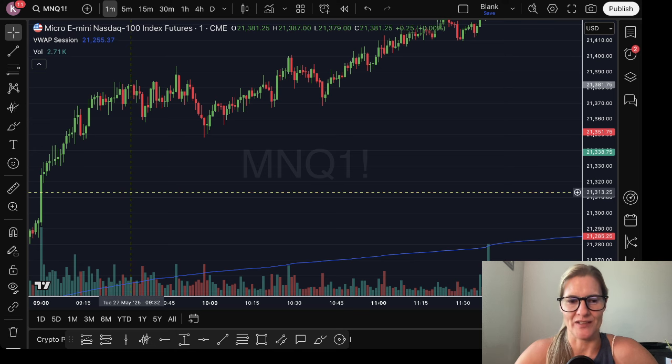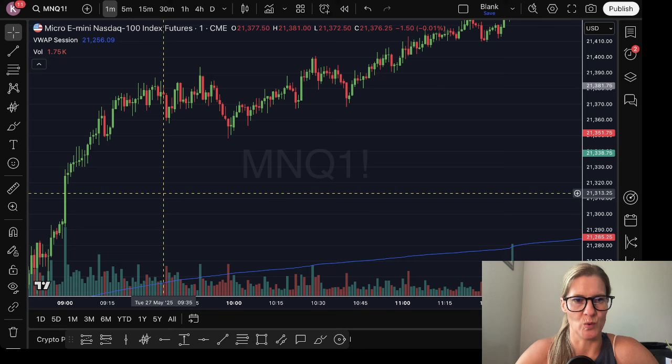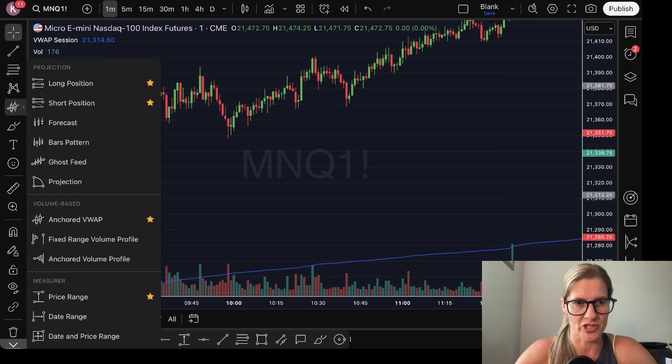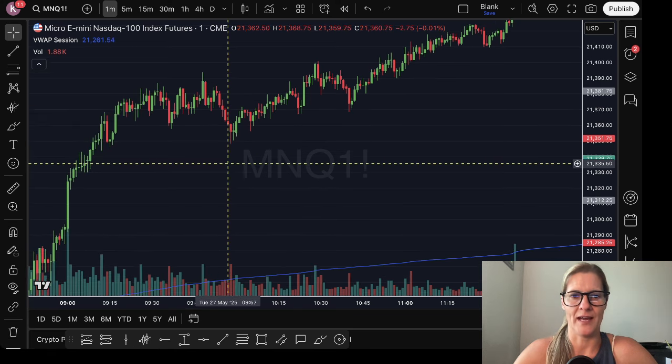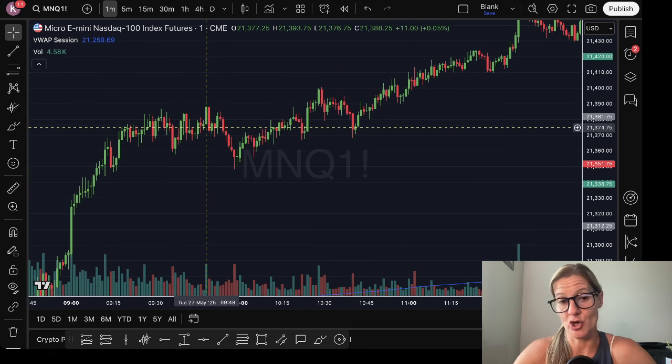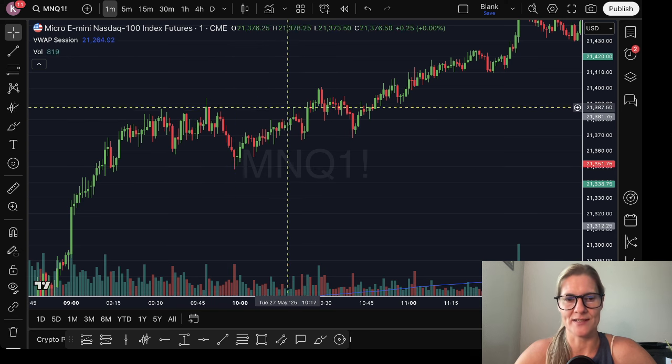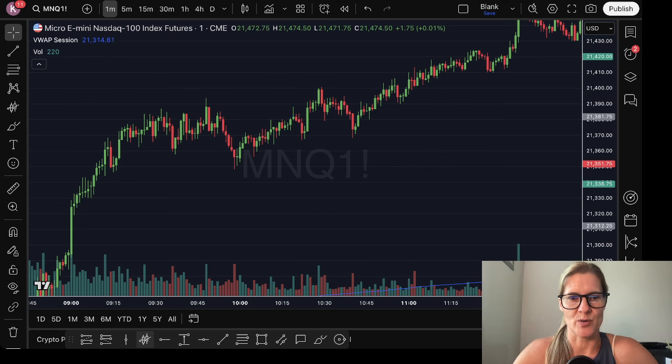All right, so finding your anchored VWAP tool, it's going to be over here on the projections tool. You'll find it right here, anchored VWAP. And basically what you're gonna do is mark a high, the current high, and wait for the trend to cross through that. So I'm gonna show you an example.